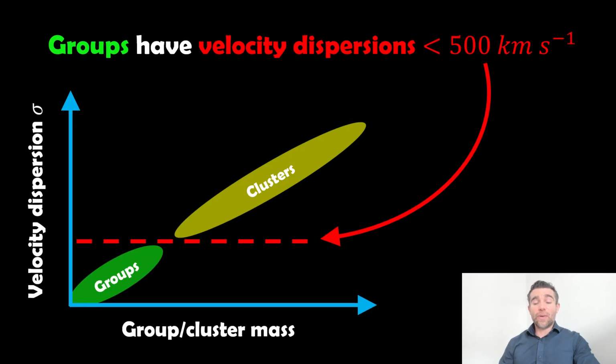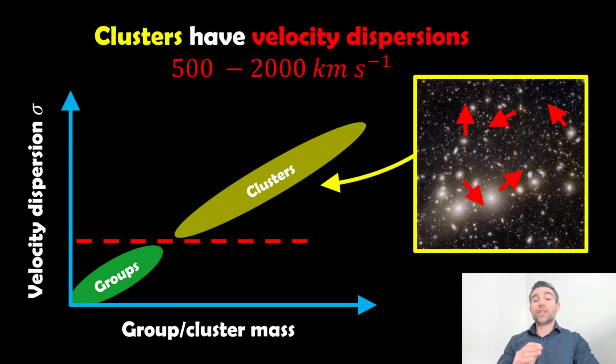So for example, if we've got the group or cluster mass along the x-axis here, and then the velocity dispersion along the y, your groups will sit at quite low mass and quite low velocity dispersion, so less than 500 kilometers per second for the whole group, whereas clusters will be greater than 500, so it could be up to a few thousand kilometers per second. So greater mass, the galaxies within are moving a lot faster randomly.